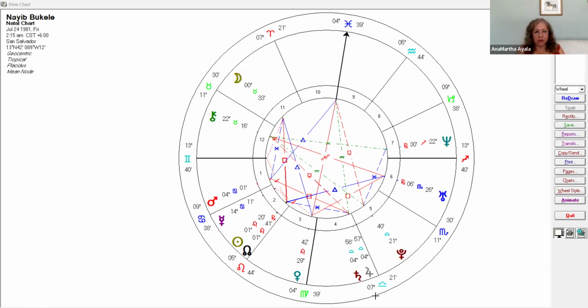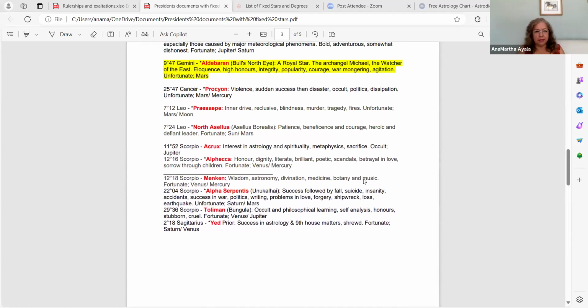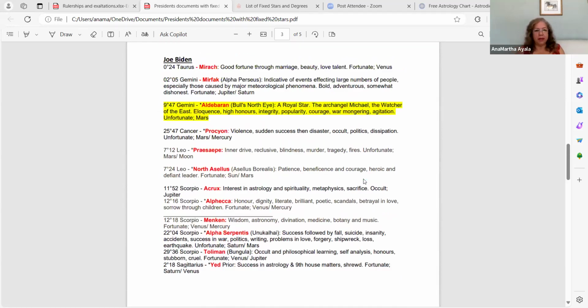Now I am going to do the fixed stars of the current president of the United States, Joe Biden, which is right here. So President Biden has 8 out of the 11 points in his chart conjunct fixed stars. And he has one royal star, which is Aldebaran. It's in reference to Archangel Michael, the Watcher of the East. It denotes eloquence, high honors, integrity, popularity, courage, warmongering, agitation, but it is an unfortunate star.